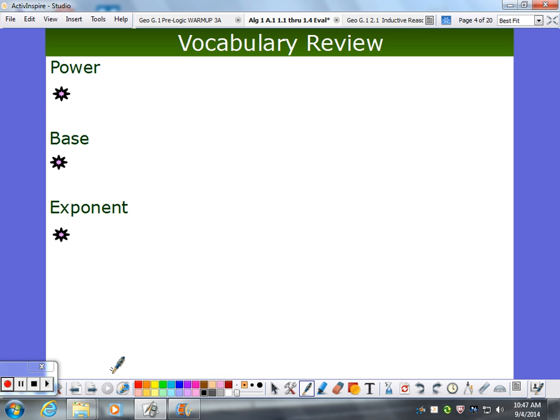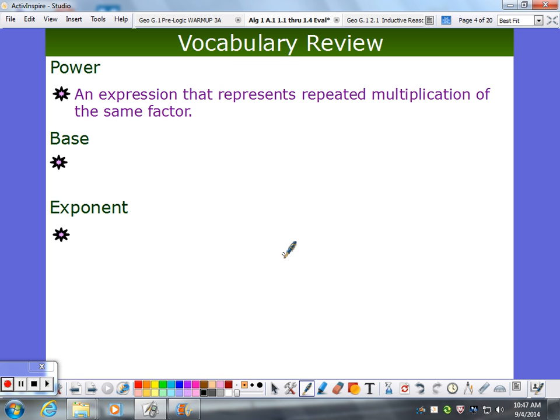Yes, sir. Like the little number next to something. What is it? It's a number that represents how many times the bigger number is going to be. Fantastic. That's one of the best ones I've ever gotten from somebody who wants to do the sheet, because we sometimes get confused with it. An expression that represents repeated multiplications of the same factor.